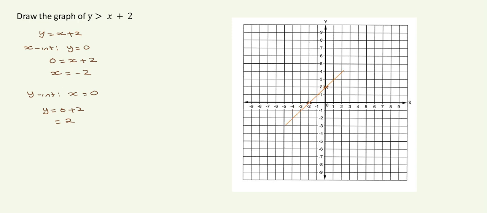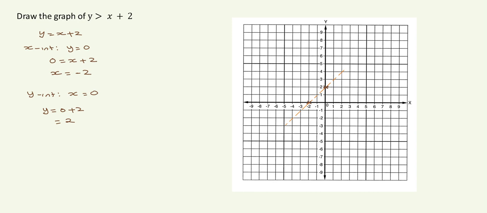And because it is greater than and it's not equal to, what we're going to do now is make it a dotted line. So we erase that portion of it to show that it's not equal to. And then the next thing we want to do is, if it's greater than, generally for straight lines, above to the left hand side, or you can say above the line is greater than, below the line is less than.